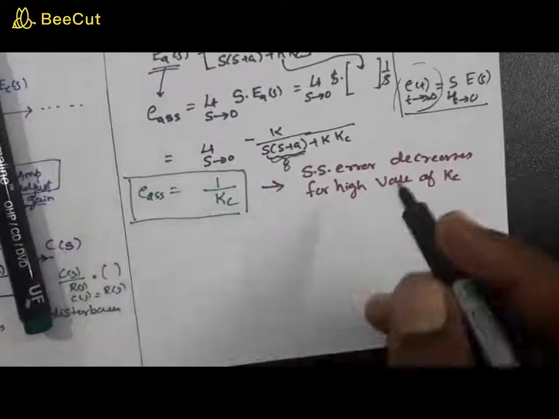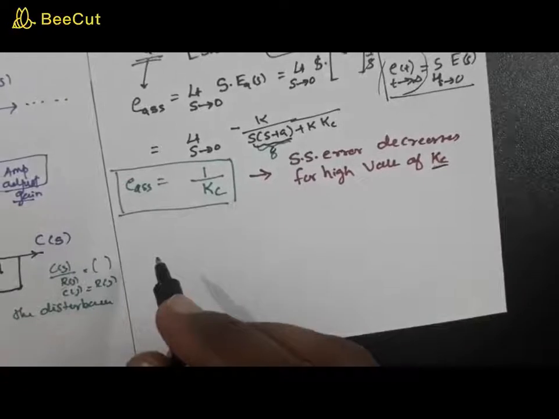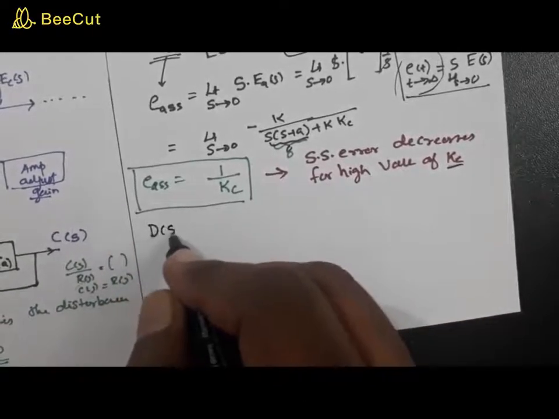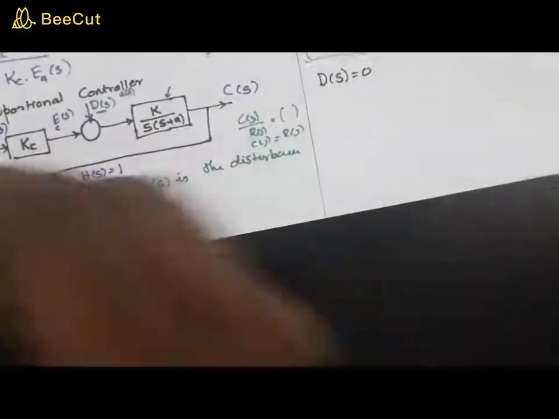Okay, now to study the impact of increasing kc to a very high value, we need to make this d of s zero. That is, there is no disturbance, and we need to find out the impact due to only the input r of s.